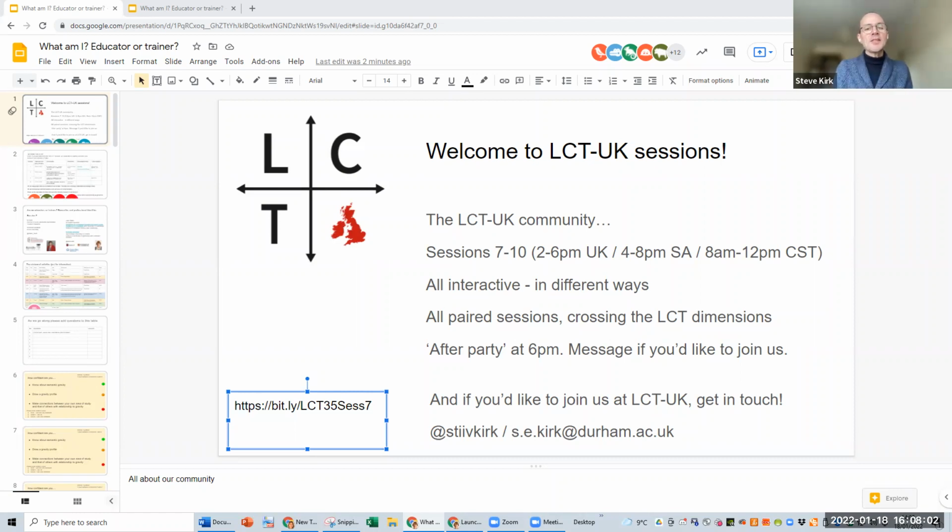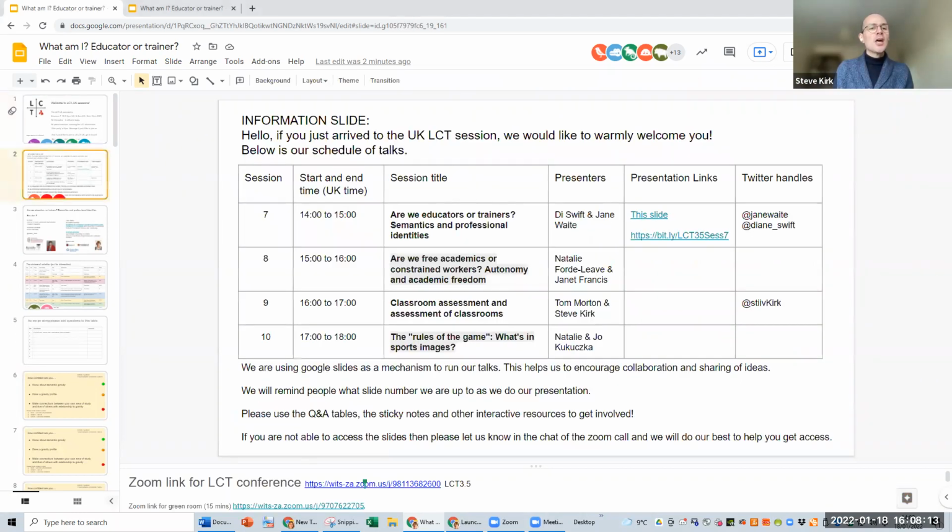And we're crossing the LCT dimensions. So we're starting next with semantics. We then move on to autonomy at 3 p.m. We've got specialization at 4 p.m. and then at 5 p.m. a little bit of fun, looking at sports images, and that's going to be kind of crossing 2 dimensions, autonomy and specialization.